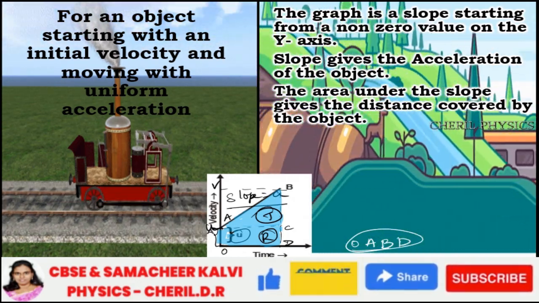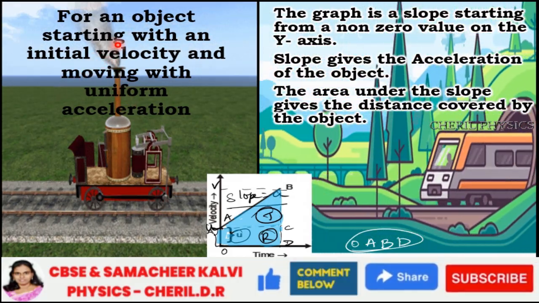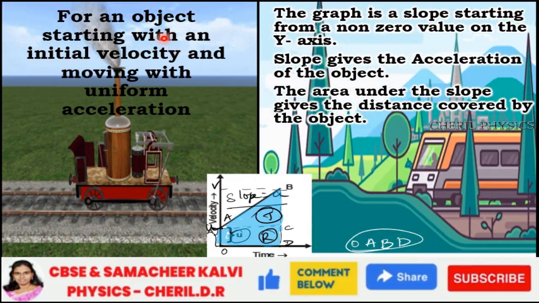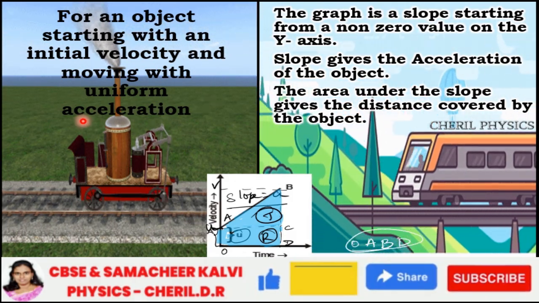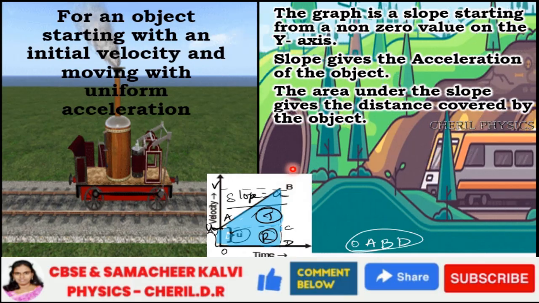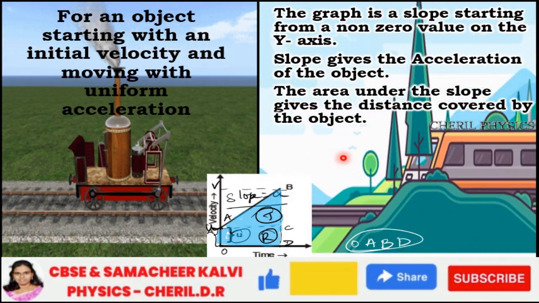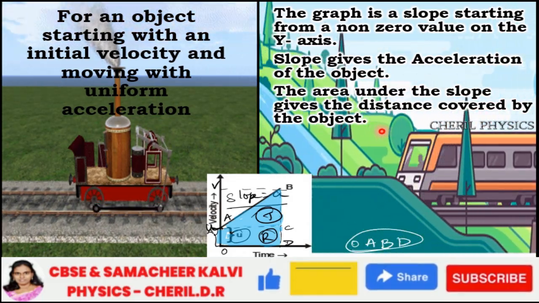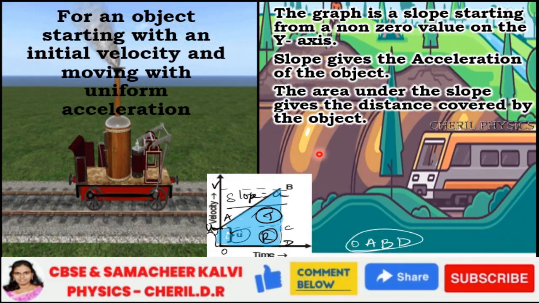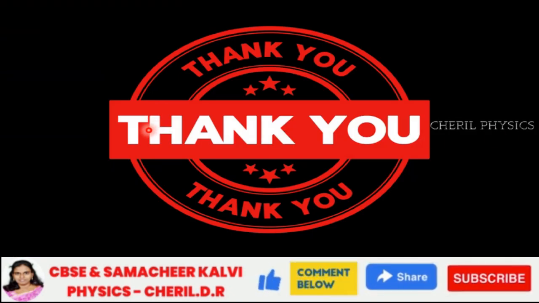Okay, so this is about finding the slope and the area under the curve for an object starting with an initial velocity. So you'll have to be careful. The previous case was an object starting from rest. This is for an object starting with initial velocity and then it is moving with uniform acceleration. Is it clear, children? This is going to be only for uniform. For non-uniform, we'll be seeing in the next video. Hope you understood. If you have any doubt, please listen to it again and then you will be able to understand.